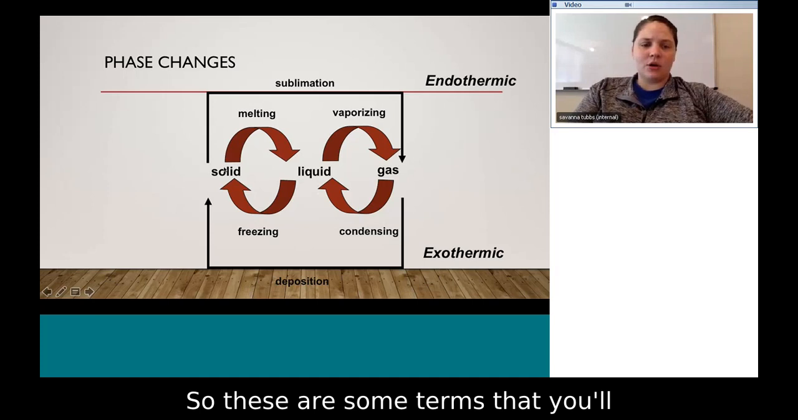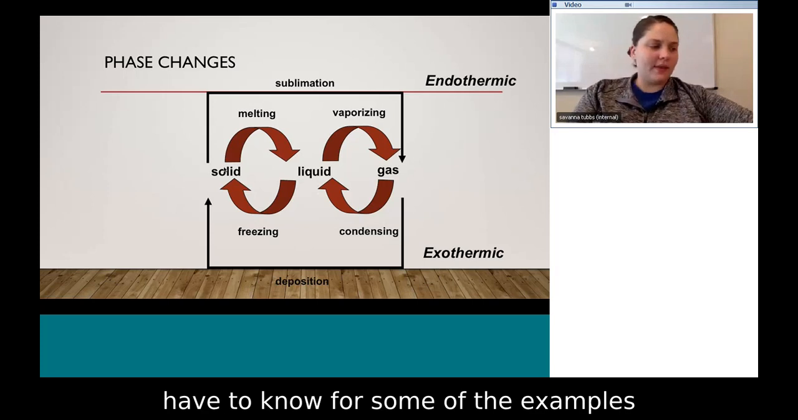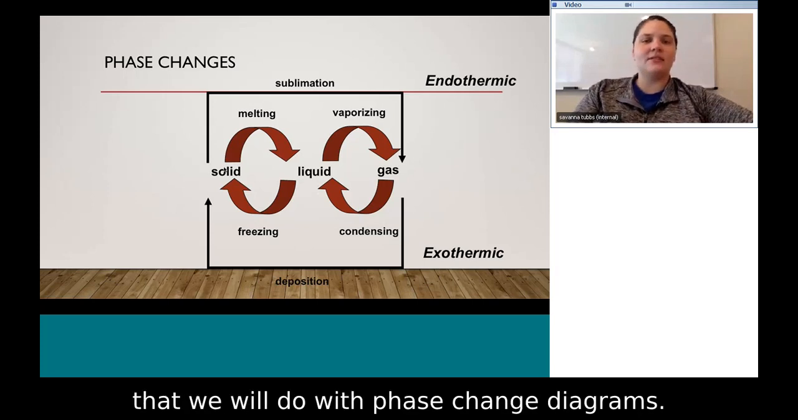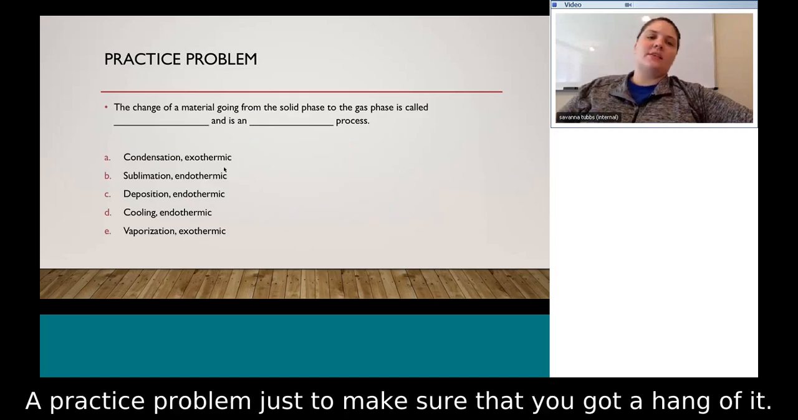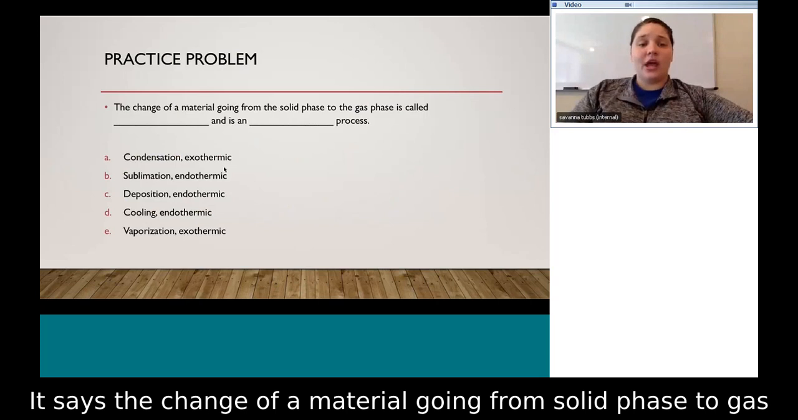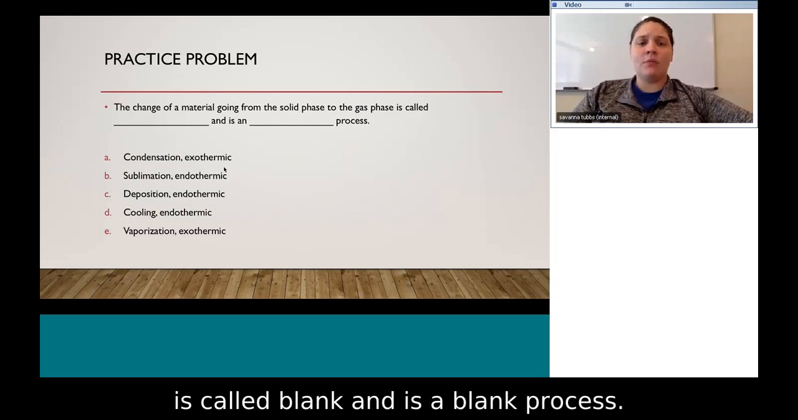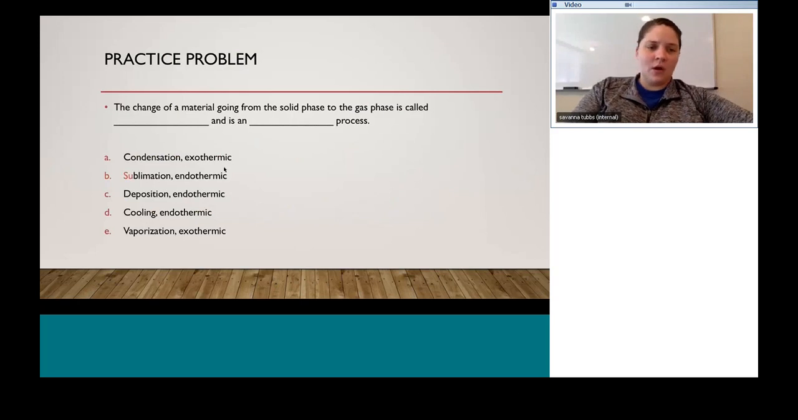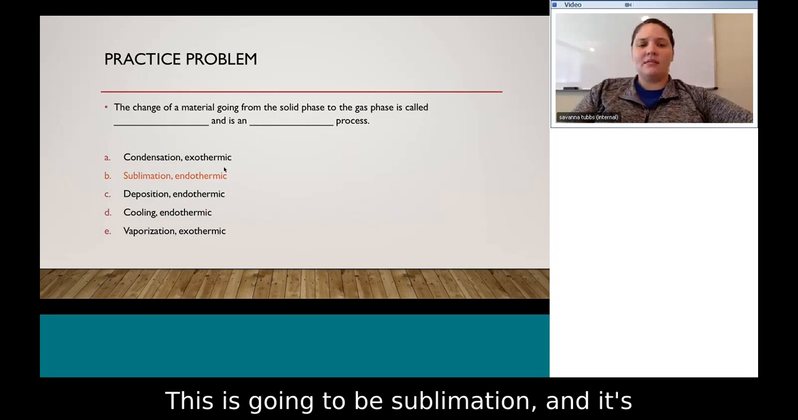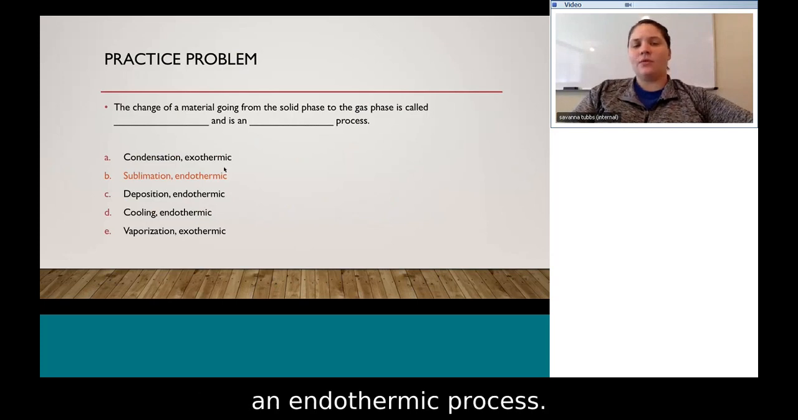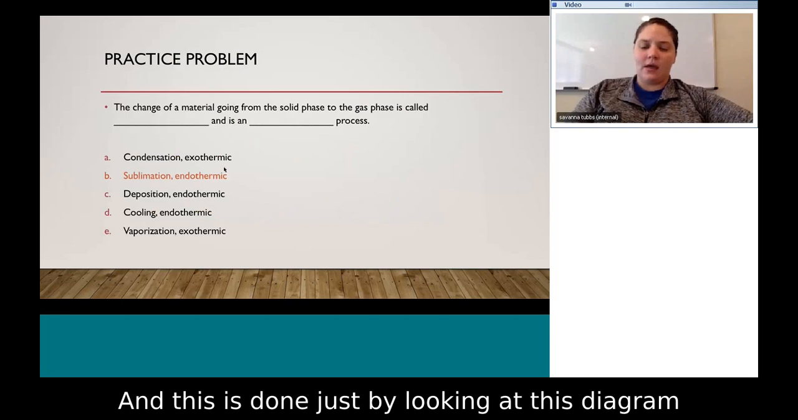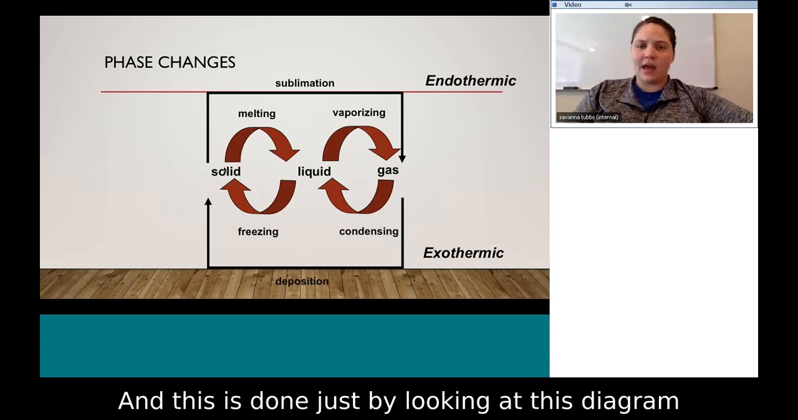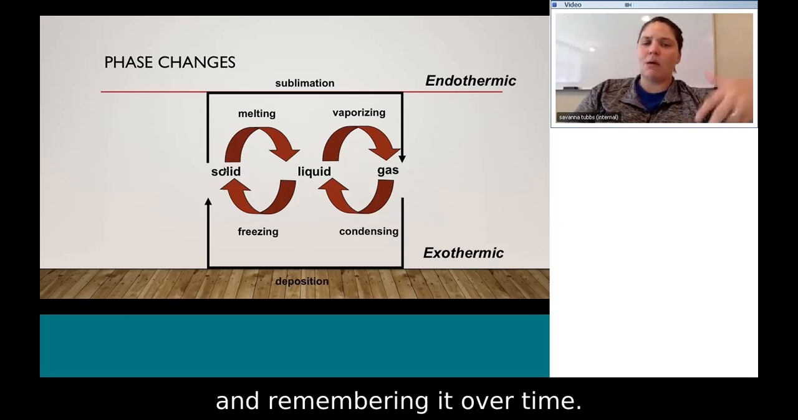So these are some terms that you'll have to know for some of the examples that we will do with phase change diagrams. A practice problem, just to make sure that you got a hang of it, says: the change of a material going from solid phase to gas is called blank and is a blank process. This is going to be sublimation, and it's an endothermic process. And this is done just by looking at this diagram and remembering it over time.